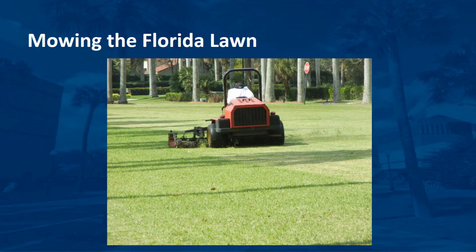Growth rates and mowing height have the most influence on mowing frequency. As a rule of thumb, mowing should be done often enough that no more than 1/3 of the leaf blade is removed at any one mowing. For example, if a St. Augustine grass is mowed at a height of 4 inches, it should be mowed when it grows to a height of 5.5 to 6 inches.